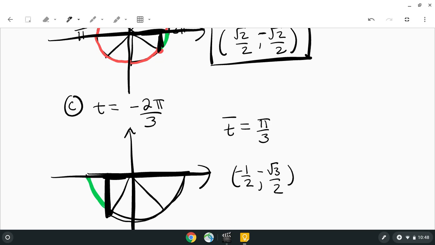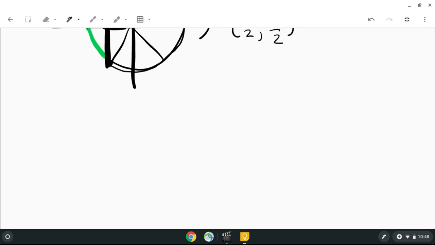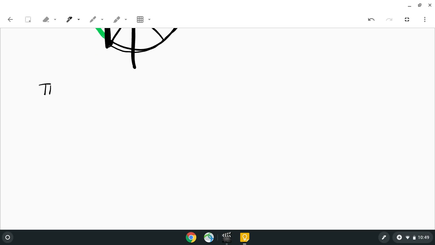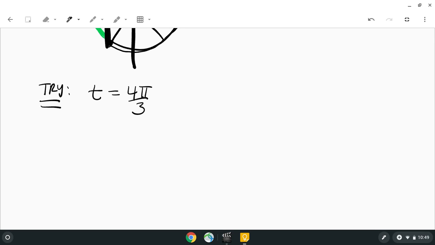All right, very good. Why don't you go ahead and try this one that I give you, just to make sure you've got it. Suppose your t value is 4 pi over 3. Go ahead and find the terminal point. So go ahead and hit the pause button right now, because I'm going to work it out as well. And then when you're done, go ahead and hit play to see if you got the same answer that I get.